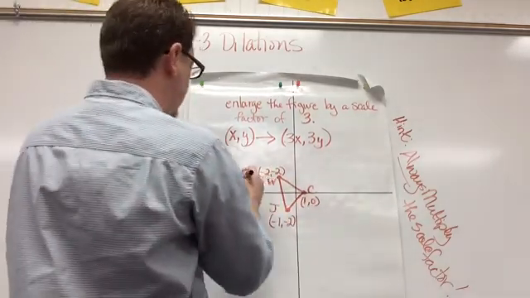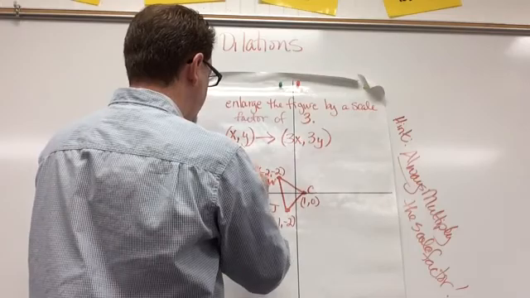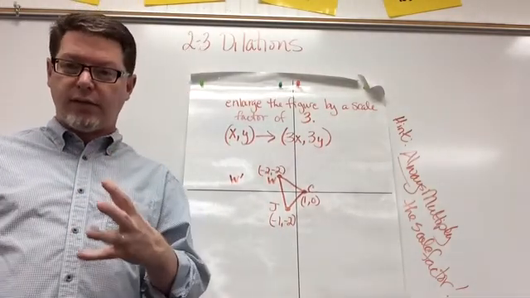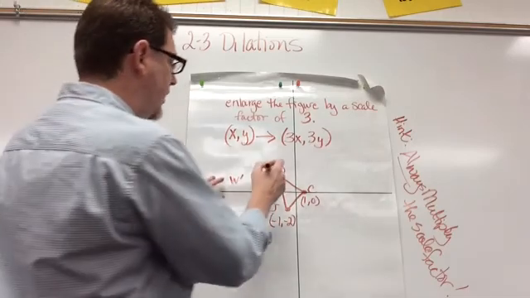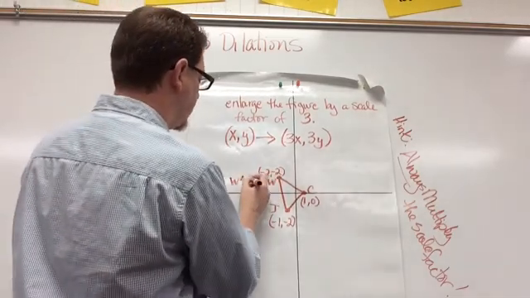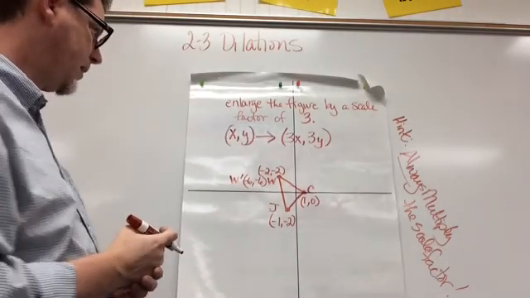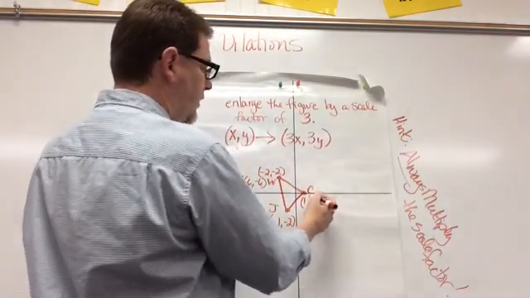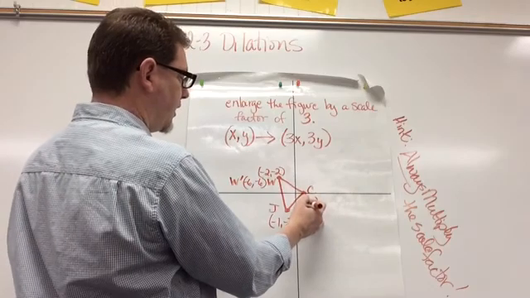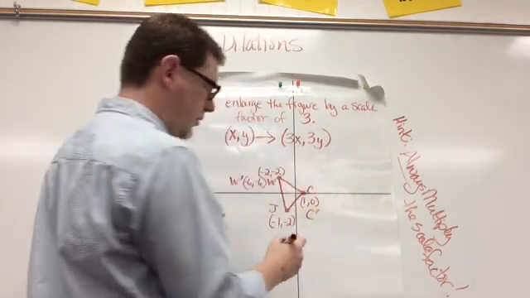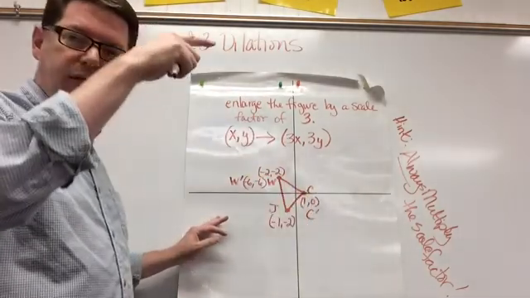So W, and we're going to call it W prime, because that indicates that it's a new point in my picture. I multiply 3 times -2, which is -6, and that's my new W point. And then for C, I'm going to multiply 3 times 1 and 3 times 0, so C prime, and that's just like a little apostrophe right there.